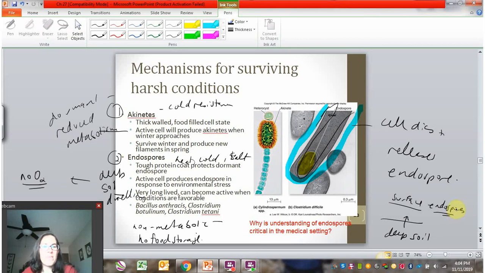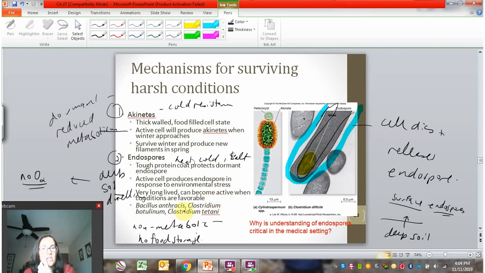However, these can become problems if they enter a low oxygen environment. So for example, if they get into the bloodstream or into your tissue, like if you step on a nail that has the endospore on it, and that nail punctures deep into your tissue, it penetrates into an area that might have low oxygen. And then the endospore can germinate and initiate a tetanus infection inside of you.